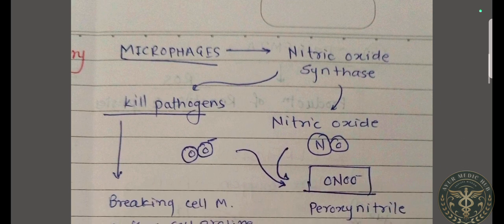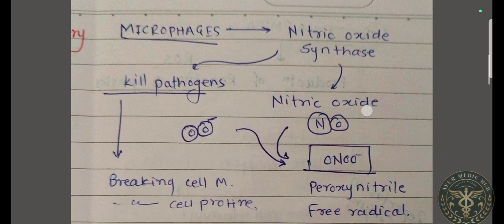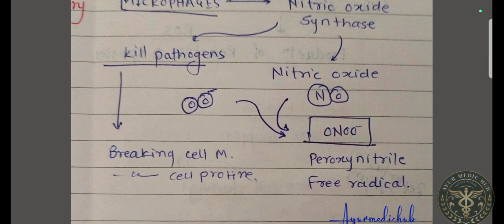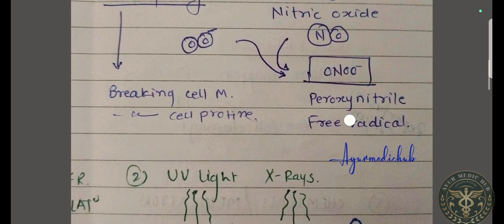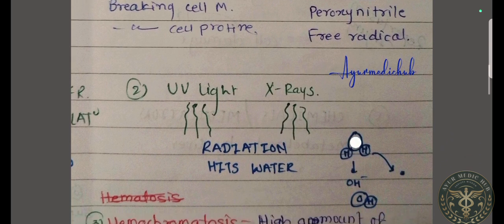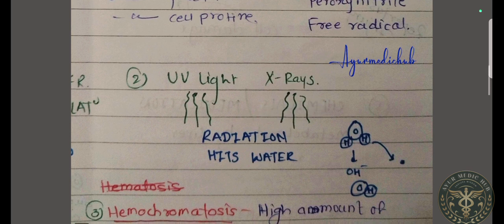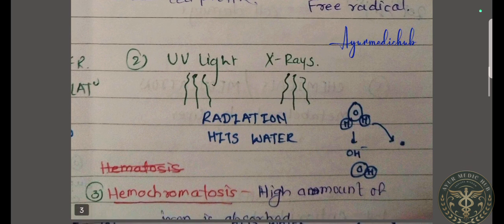Macrophages also secrete nitric oxide synthase, which kills pathogens by breaking their cell membrane and cellular protein. They also secrete nitric oxide. This nitric oxide combines with superoxide to form the peroxynitrite free radical. Free radicals are also formed with UV light or X-rays. When UV light hits a water molecule, this radiation causes the water molecule to lose its electron.